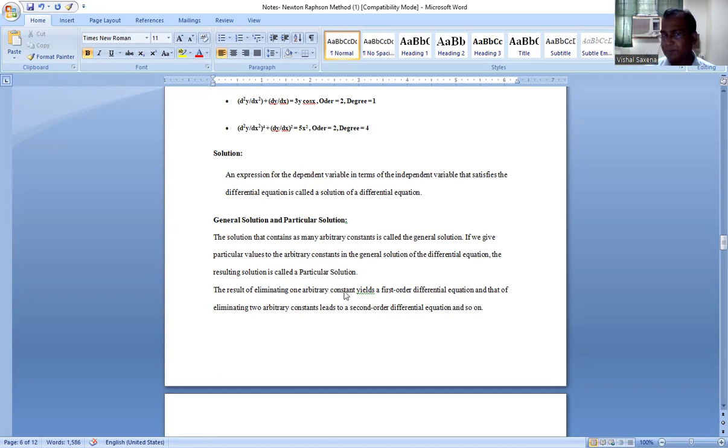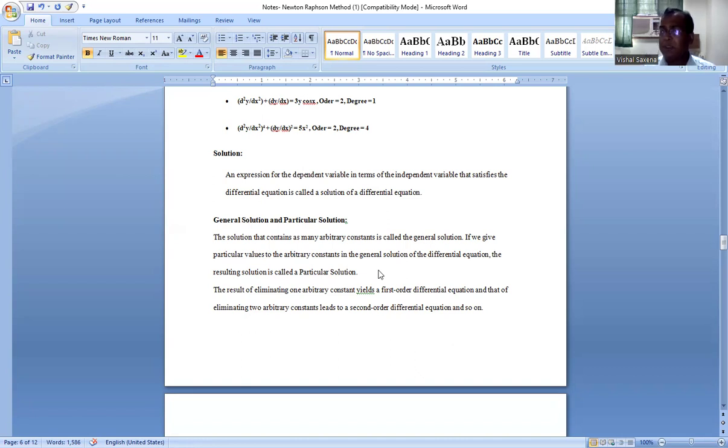And the particular solution: suppose y equal to x plus c is the general solution for that equation, and if we assign any particular value to that constant, suppose I am assigning here c equal to 5, then this solution, y equal to x plus 5, is called the general solution. Sorry, it is called the particular solution. So ultimately, we just have to assign a particular value to that constant, and then it will be called a particular solution.